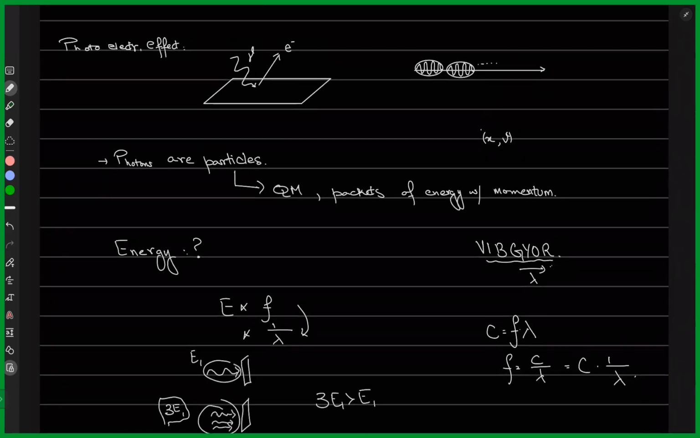Okay, so now we'll talk in detail about the photoelectric effect.